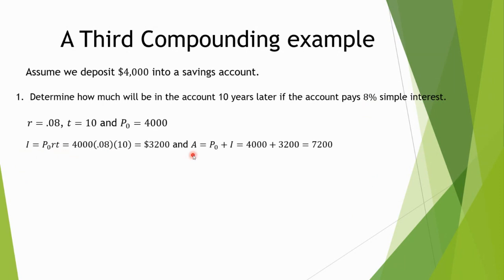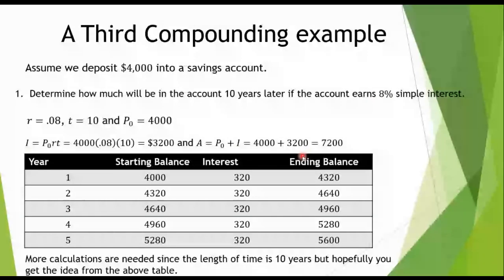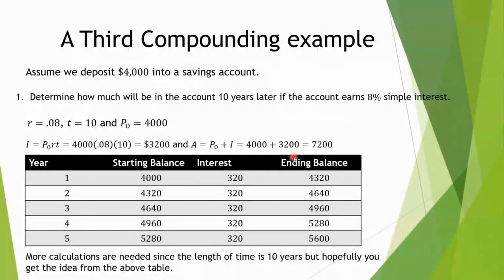So then the balance, the available balance, will be this, P0 plus I, which is this amount. So we have $4,000 plus $3,200, and we get $7,200. So that's what we get. Now, again, I could go through the calculations for 10 years.